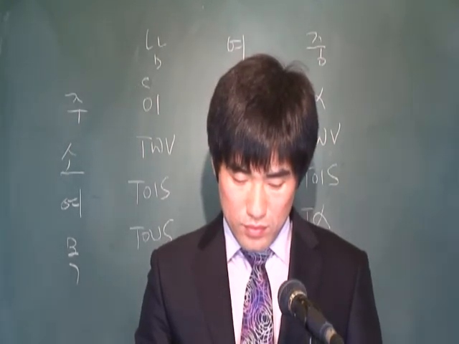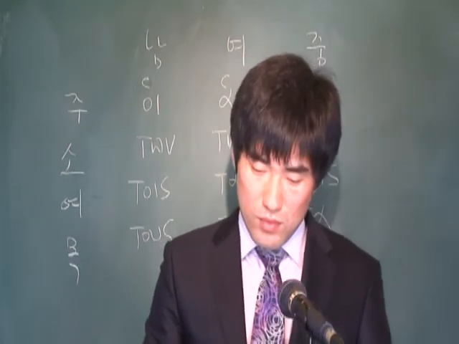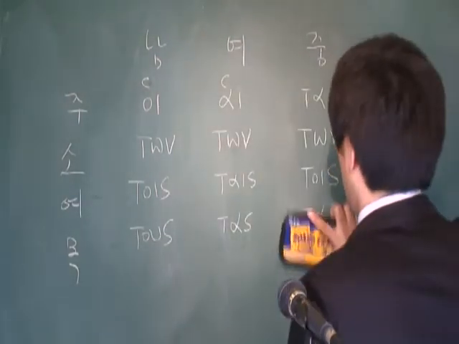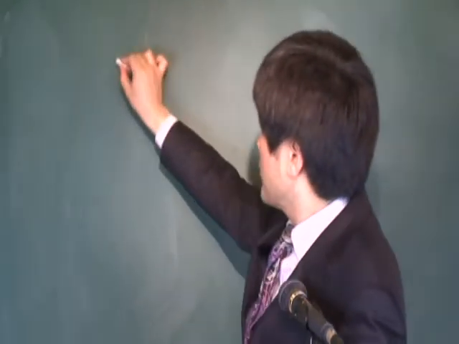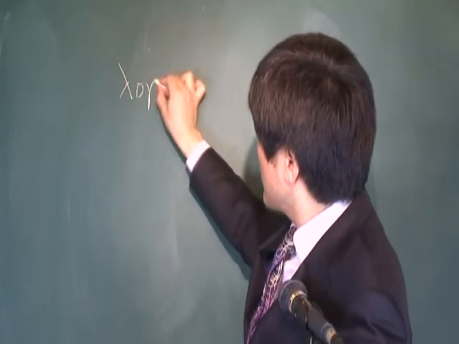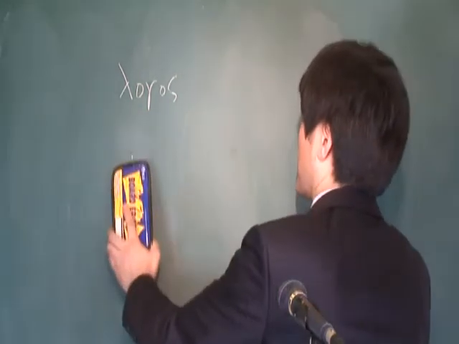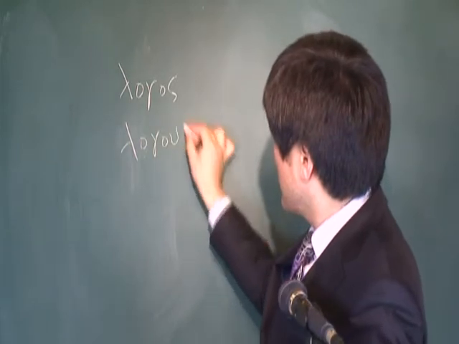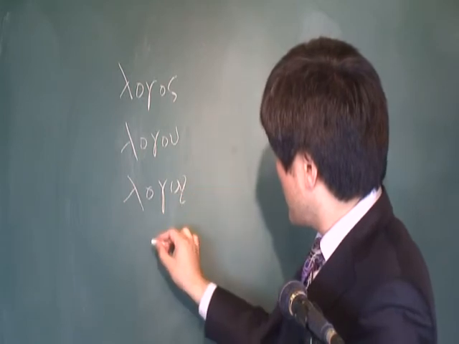Let's add the definite article to the following noun forms. First, hoi is added to the nominative. Hoi logoi. Logoi is words, and when it becomes hoi logoi, it means the words. The personal endings are added in the same way.